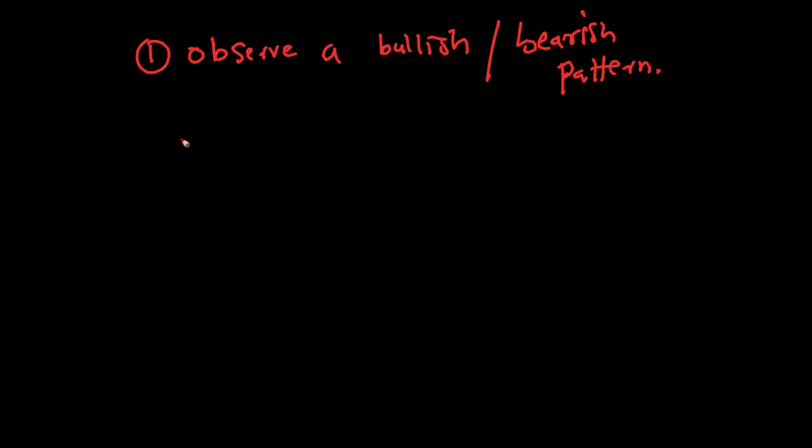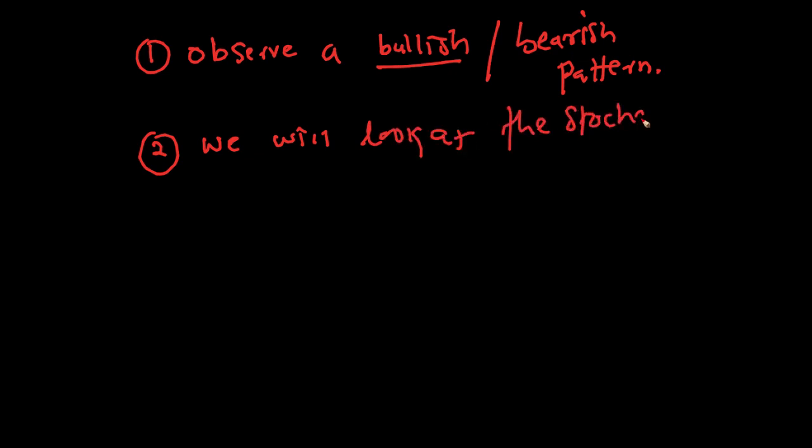So let me summarize, guys, what I said. If you want to trade using a stochastic, first observe a bullish or bearish candlestick pattern, right? When you observe a bullish or bearish candlestick pattern, now let's say we observe a bullish pattern, then we will look at the stochastics, right?